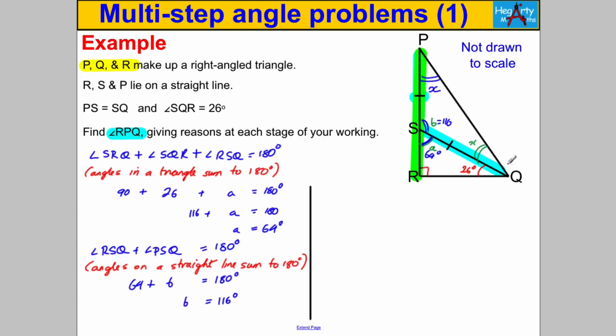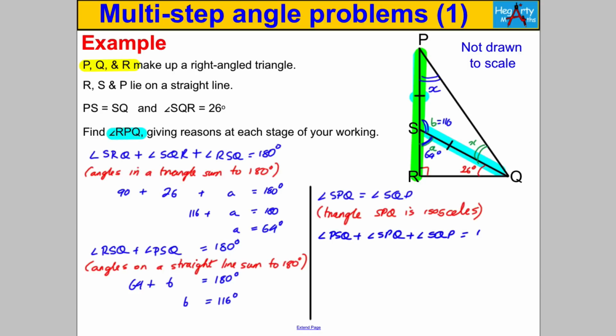Now, I've got a triangle here, it's an isosceles triangle, so that's X and that's X. I better state that because it tells me to state my workings and my reasons all the time. So let me just state that angle SPQ is equal to angle SQP, and the reason is that triangle SPQ is isosceles. Lastly, I can say this angle and this angle and this angle add to 180 because they're in a triangle. So I'm going to state that angle PSQ plus angle SPQ plus angle SQP add to 180, and the reason is angles in a triangle sum to 180.